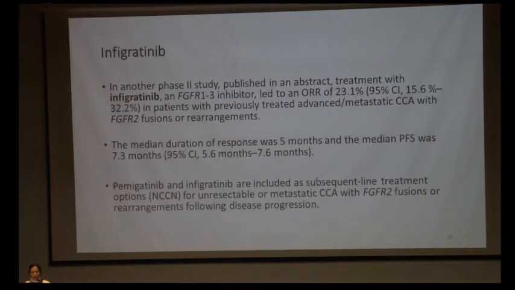And infigratinib, this is another FGFR inhibitor. In another phase 2 study, treatment with infigratinib, an FGFR 1-3 inhibitor, led to an overall response rate of 23.1% in patients with previously treated advanced or metastatic cholangiocarcinoma with FGFR2 fusion or rearrangements. The median duration of response was 5 months and the median PFS was 7.3 months. Pemigatinib and infigratinib are included as subsequent line treatment options for unresectable or metastatic cholangiocarcinoma having FGFR2 fusions or rearrangements following disease progression.